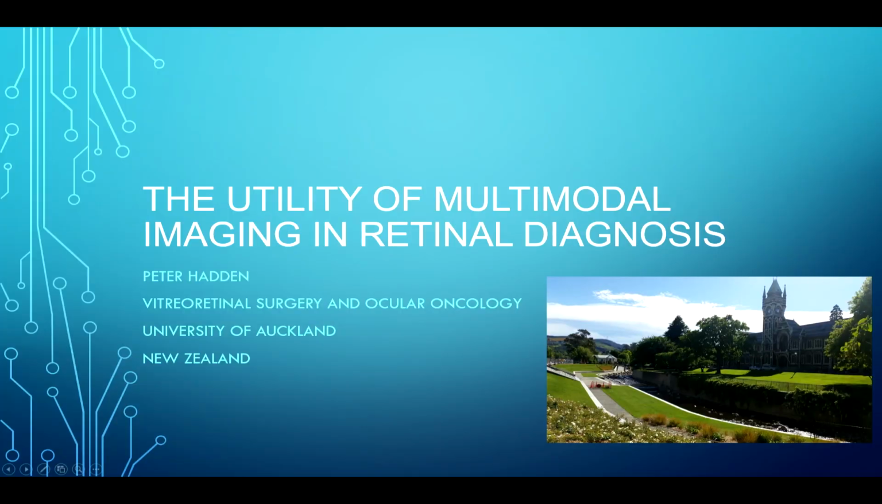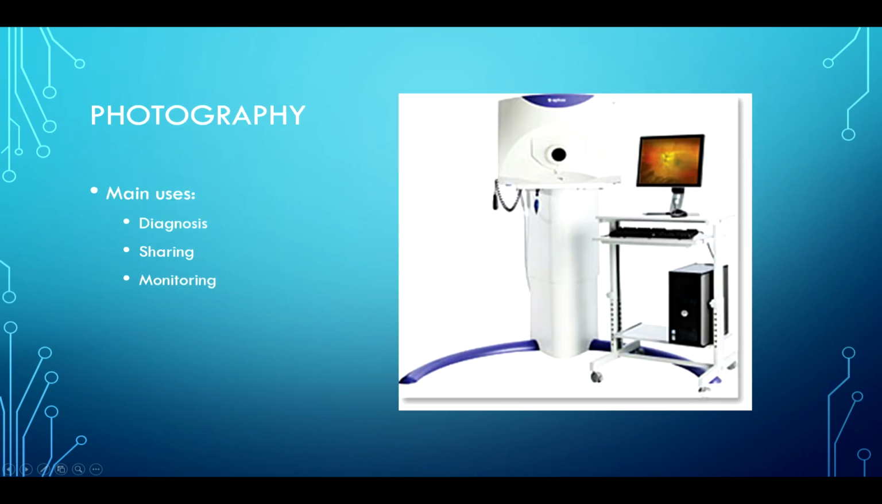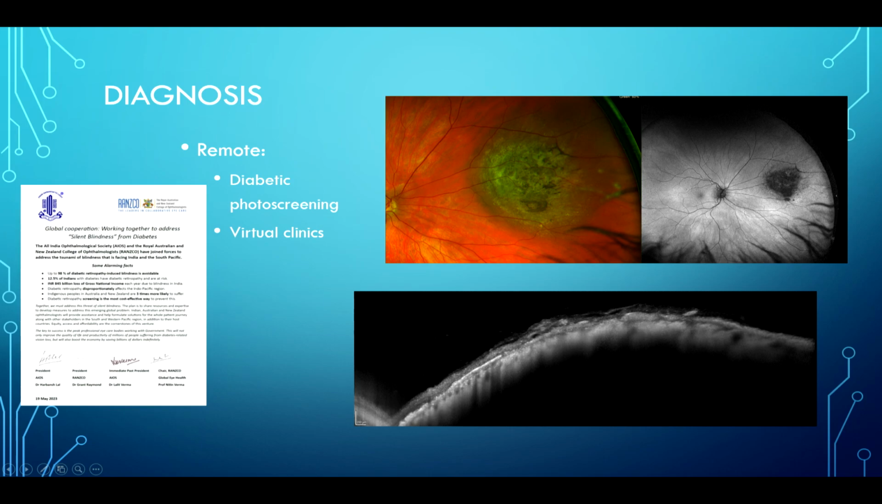Yeah, thank you. So multimodal imaging is, of course, the use of more than one technique to complement each other. So first, let's look at photography. Photography has many uses, one of which is remote diagnosis, for instance, in diabetic photo screening. I also, for instance, run a virtual multimodal imaging tumor clinic in which I review the images of patients without having to see them to rule out benign lesions such as this nevus, which is seen here to have no fluid on the OCT and relatively dark on autofluorescence.